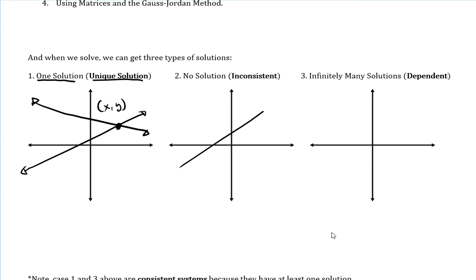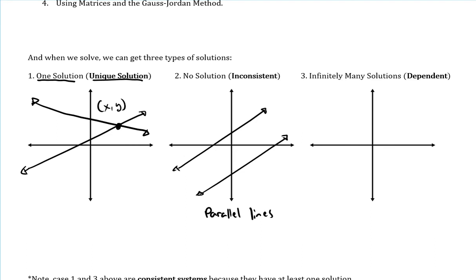There's a case where we have no solution, which is where we would say the system is inconsistent, and that's when we would have parallel lines. So maybe something like that. Here we've got parallel lines. These have nothing in common. There's no intersection involved, so that means there's no solution. There's no value that you could plug into both to get the same number equal to the same number.